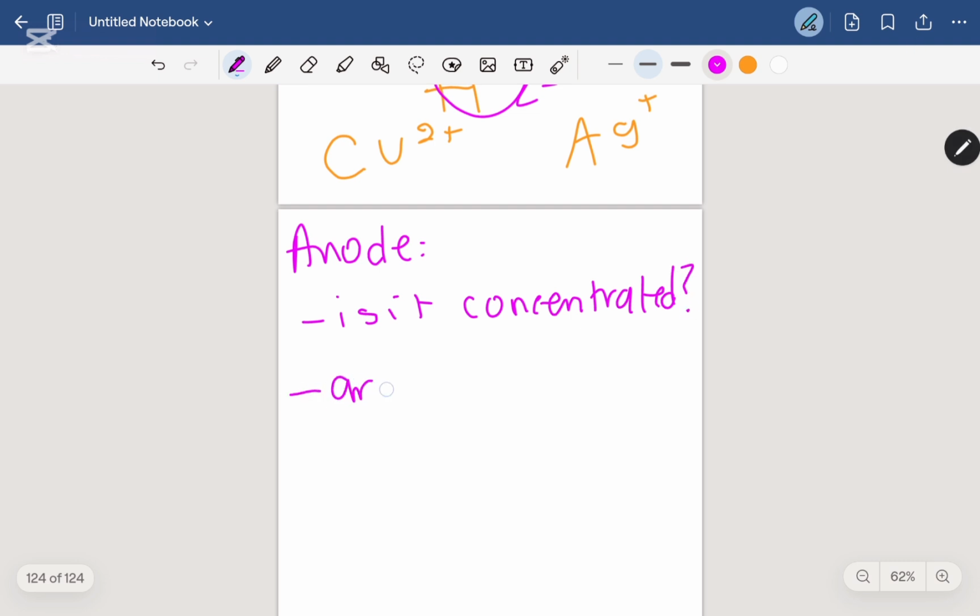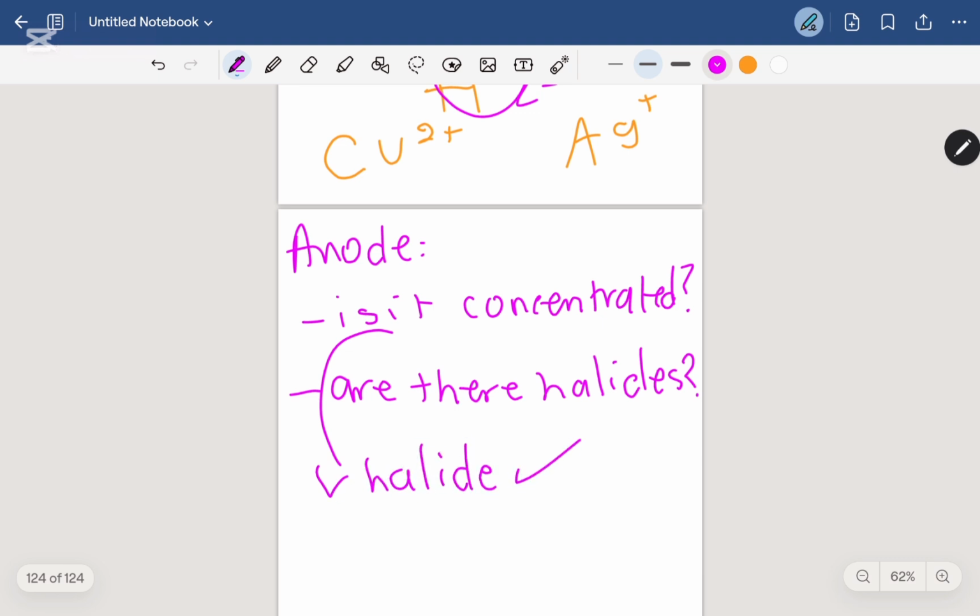And are there halides? These two things are really, really important. So if it is concentrated, then what's gonna form? A halide will definitely form. So if we are talking about Cl minus, concentrated Cl minus, then definitely. They are usually a platinum or graphite anode, and then what will discharge? The Cl minus will discharge.